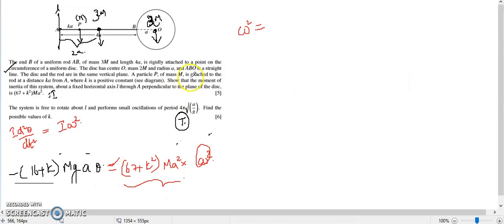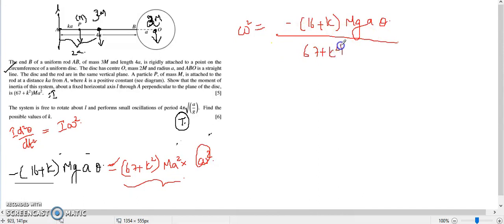So I can write omega square is equal to negative of 16 plus k mga theta divided by 67 plus k square ma square. Okay, I forgot one thing. I d square theta by dt square equals negative I omega square, so I have a negative of 16 plus k mga theta equal to this thing. So this is actually a positive term. 16 plus k mga theta divided by 67 plus k square ma square is equal to omega square.